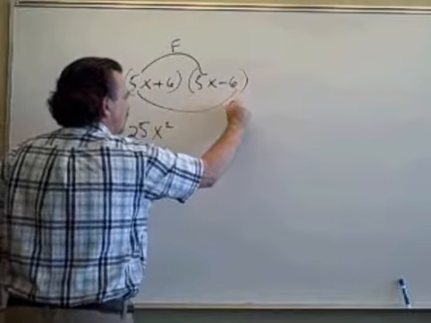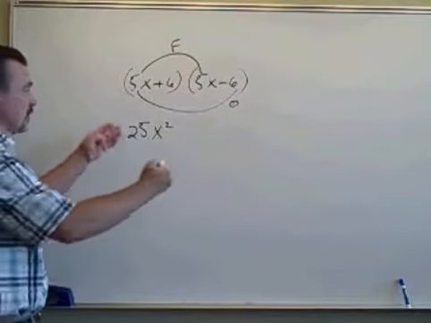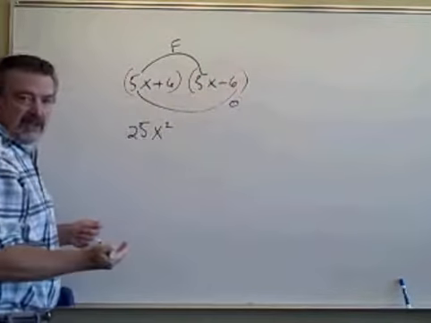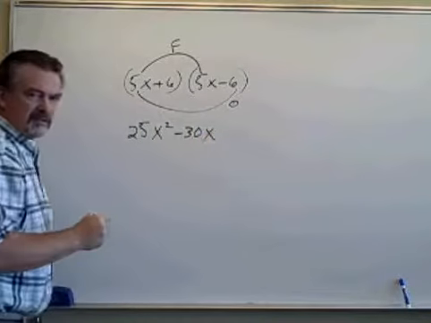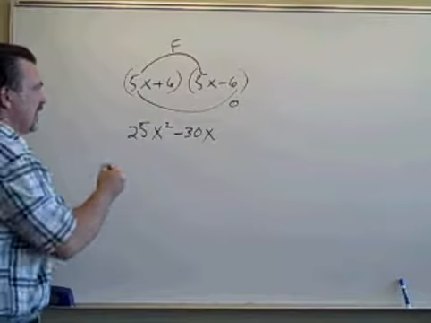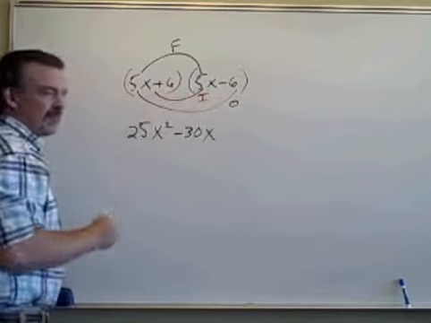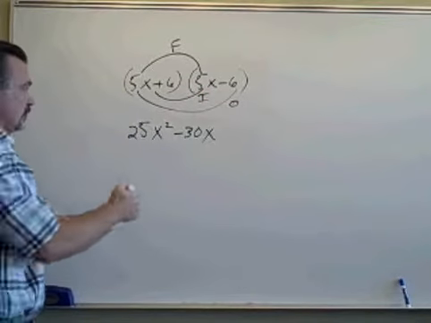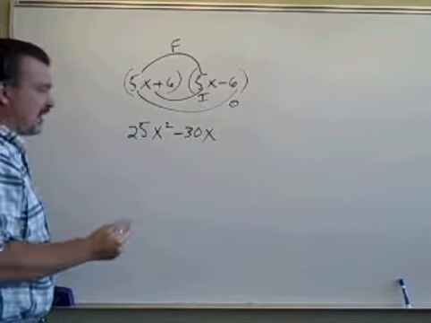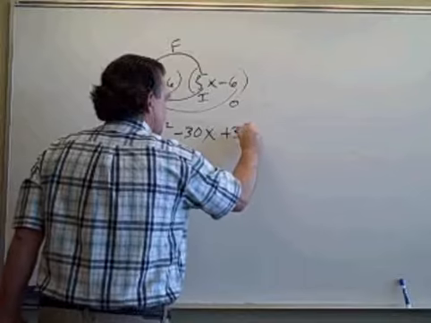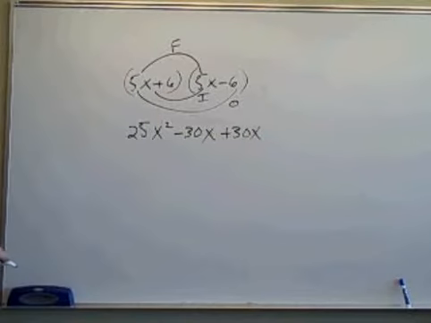The O of FOIL says take the outside terms. 5x times minus 6. 5 times minus 6, that's negative 30, so we get negative 30x. The I of FOIL says take the product of the inside two terms. Plus 6 times 5x. Plus 6 times 5 is plus 30, so that gives us plus 30x.